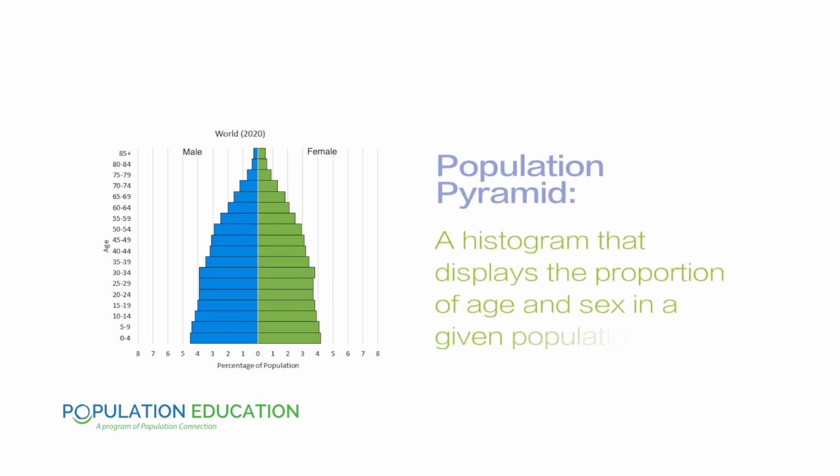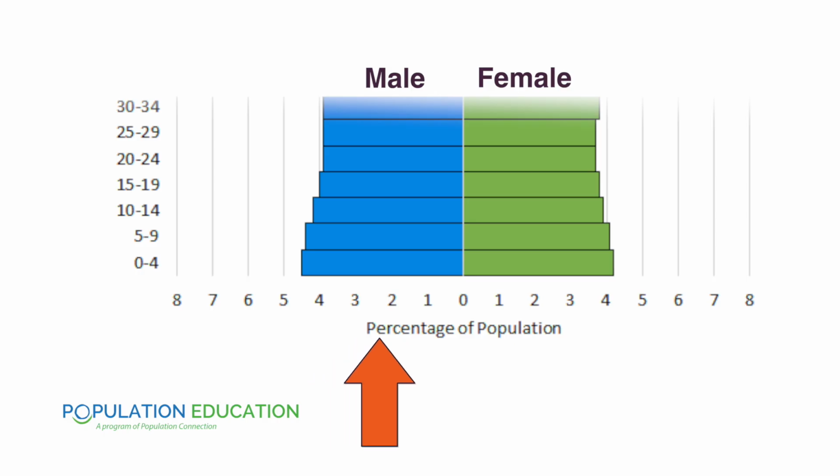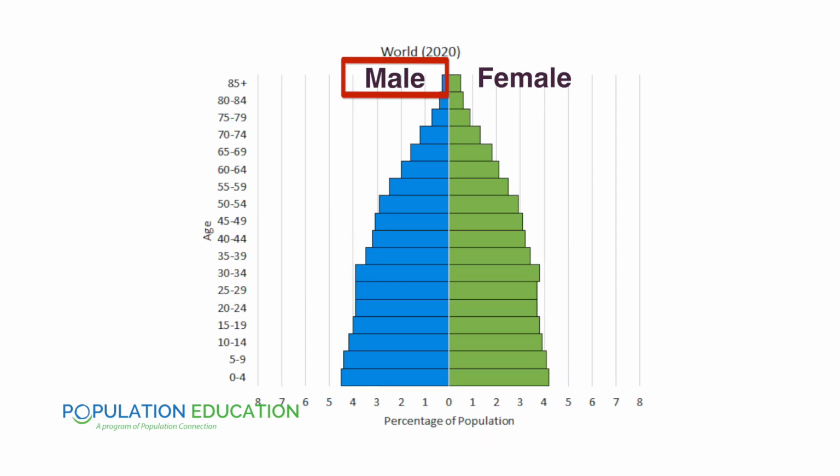Before we jump into the lesson logistics, let's first review what population pyramids are and how to interpret them. A population pyramid, which is sometimes called an age structure diagram, is a type of histogram that displays the proportion of age and sex in a given population. Here is the population pyramid of the entire world. We can see here on the y-axis, we have 5-year age cohorts. On the x-axis, we have the percentage of the total population with the male cohorts on the left and the female cohorts on the right.